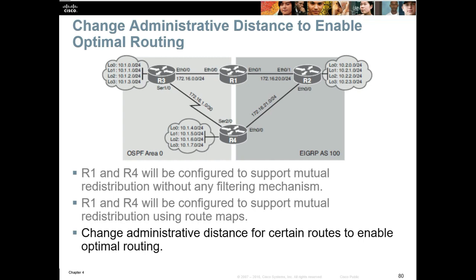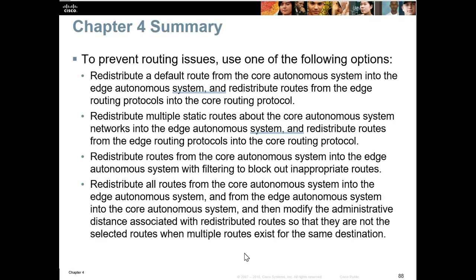Next, redistribute routes from the core autonomous system into the edge autonomous system with filtering. Okay, so ini yang kita belajar tadi lah. Basically, we want to do some filtering. We want to be careful with what are the routes that is being redistributed. Okay, so we want to block out inappropriate routes. So yang ini jalan dia kalau nak redistribute, we need to do a static or a default route.